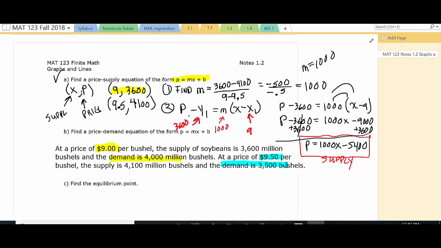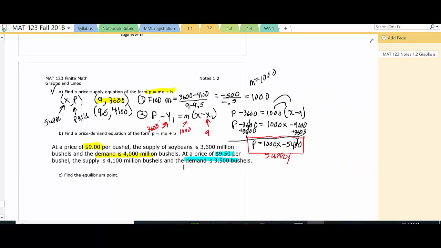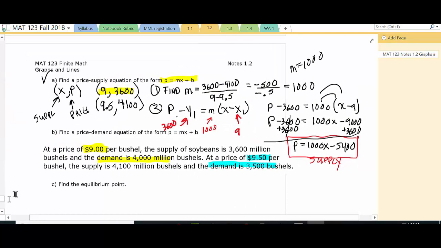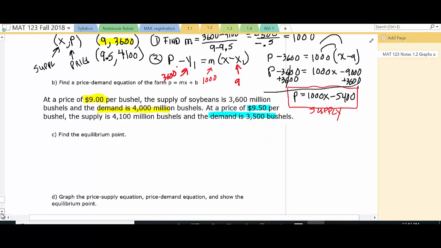I think 13,000 is where we want to be. How many people got 13,000? A lot? Okay. I think we're probably on the right track. So what I want to do on this then is the point goes like this. And just for the benefit of those of you not getting that, the points are 9, 4,000, and the other point is 9.5 and 3,500.